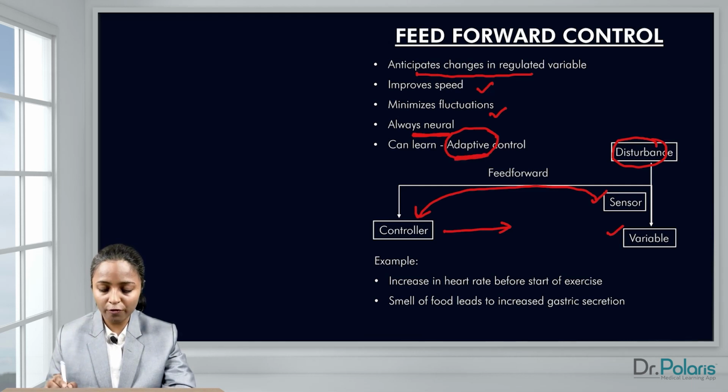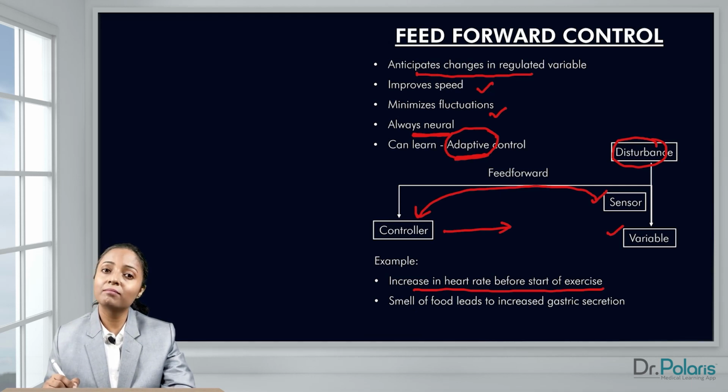Some examples of feed forward control are an increase in heart rate before the start of exercise. During exercise the heart rate is going to change, but this is an anticipatory change; just the thought of exercise causes a change in the heart rate. Similarly, when food actually enters the gut, there is an increase in secretions for the digestion and absorption of nutrients. But just the smell of food or the thought of food causes an increase in gastric secretions or other secretions. So that is also an anticipatory change which is happening. So these are examples of feed forward control.